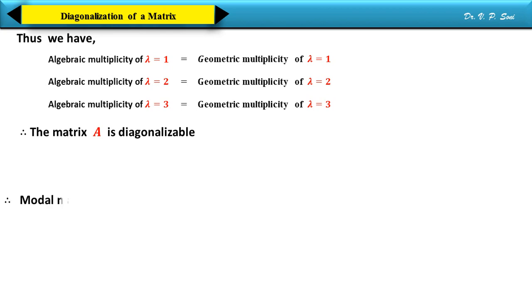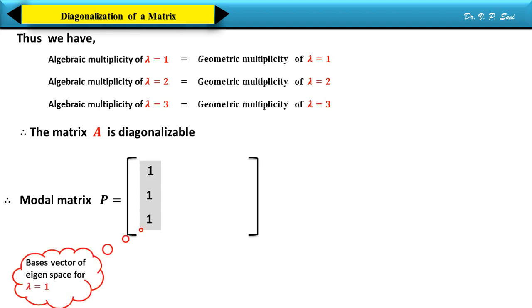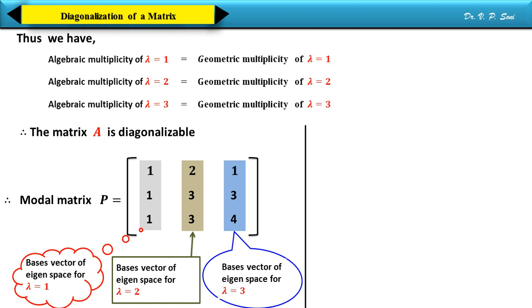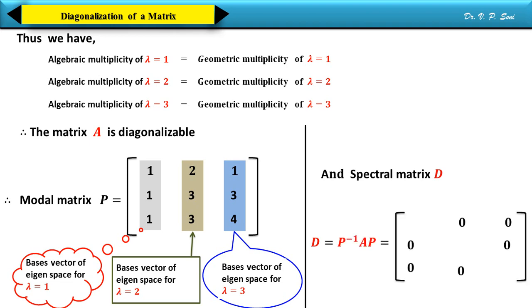And therefore, the modal matrix P has as its first column the basis vector of the eigenspace for lambda equal to 1, second column the basis vector of the eigenspace for lambda equal to 2, third column the basis vector of the eigenspace for lambda equal to 3, and the spectral matrix D equal to P inverse AP is the diagonal matrix whose diagonal entries 1, 2, 3 are the eigenvalues. Okay.